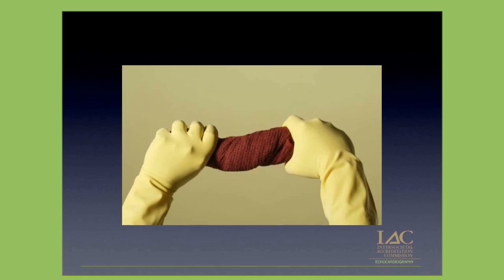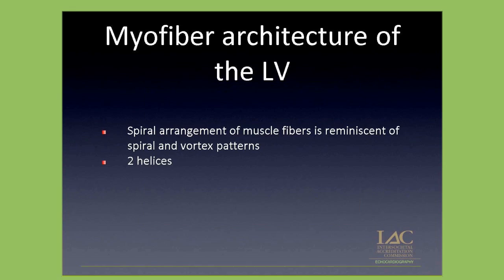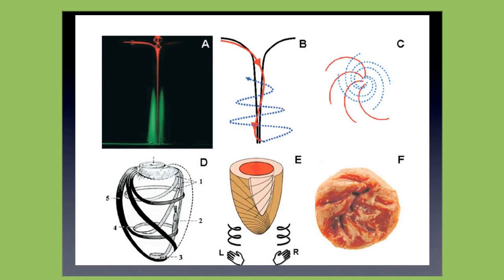You will realize that you are able to get the last drop of water out of that towel. So in order to do that, you require two helices that are connected from the electrical and the mechanical standpoint, and you see it over here under D. You have what we call the right-handed helix that is going from the subendocardium towards the subepicardium, and you have the left-handed helix that is going from the subepicardium to the subendocardium.